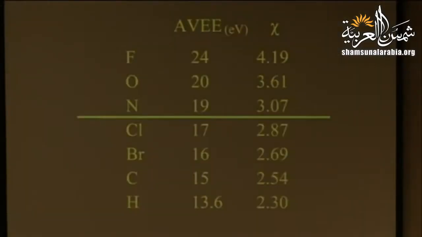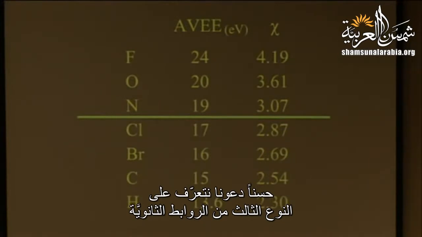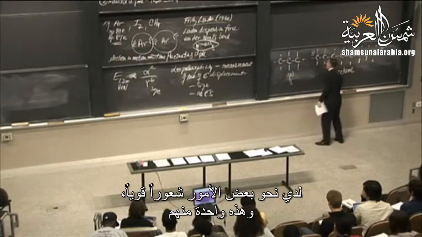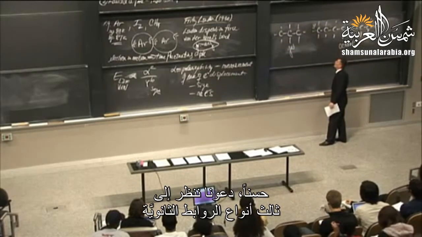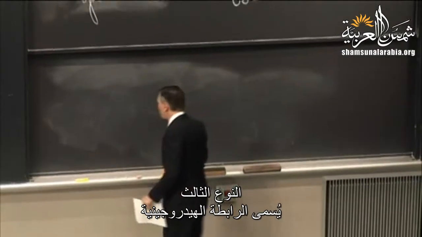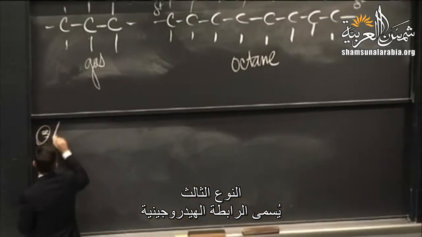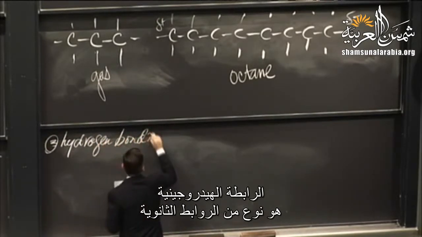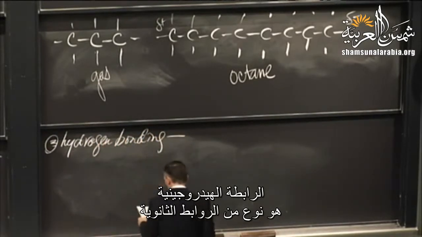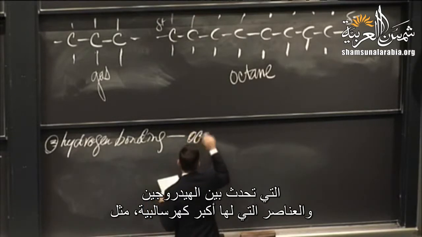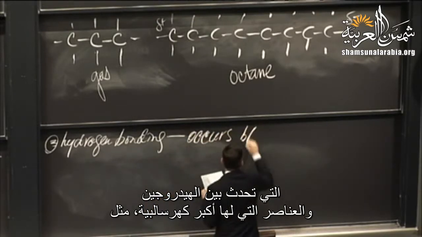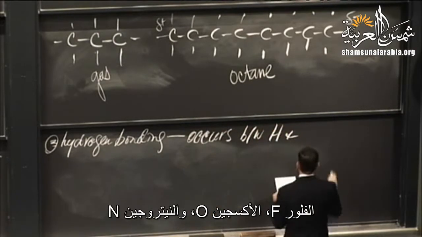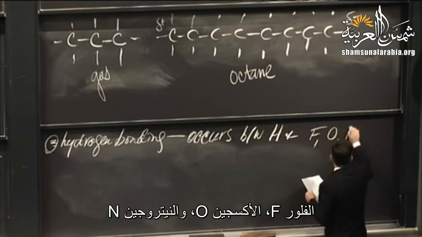All right. Okay, let's go to the next one. There's a third type of bonding. Yeah, there's certain things I feel strongly about. That's one of them. So let's look at the third type of secondary bonding. The third type of secondary bonding is called hydrogen bonding. It's a type of secondary bonding, and it occurs between hydrogen and the most electronegative elements: fluorine, oxygen, nitrogen.